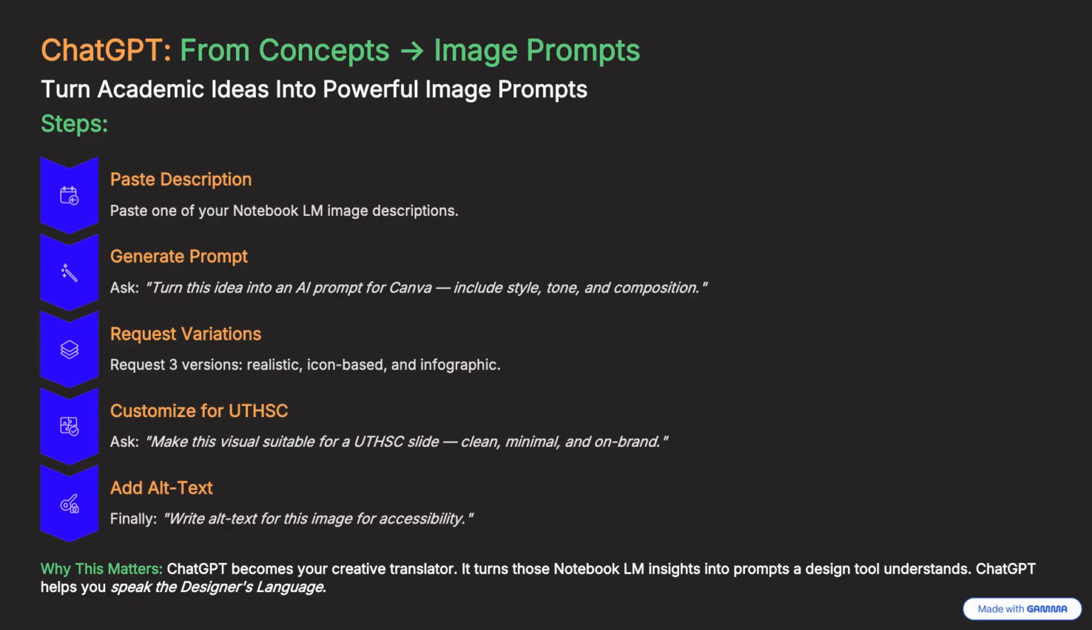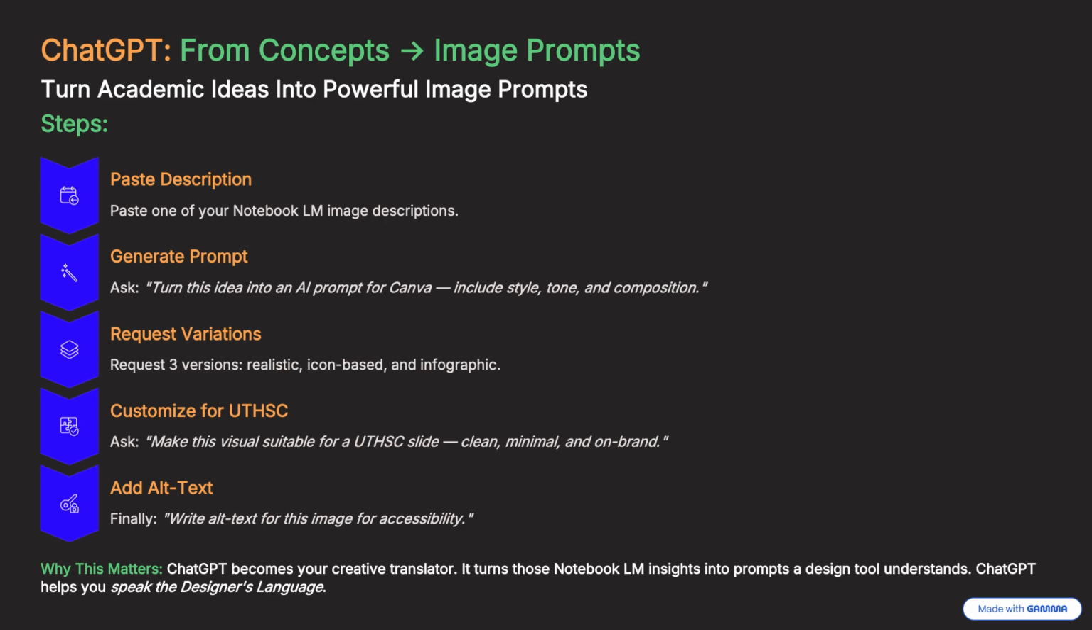The chat always kind of puts it all together in a basket, and it just doesn't work for me. I like to do them separately. So you paste one of your NotebookLM image descriptions, and then you generate the prompt by saying, turn this idea into an AI prompt, and in this case for Canva, include style, tone, and composition. So you're speaking the language of a designer here.